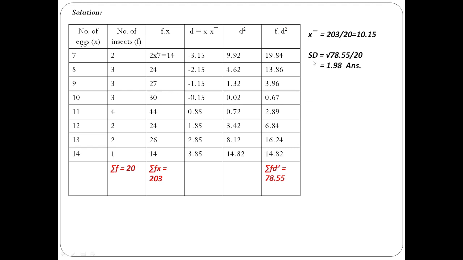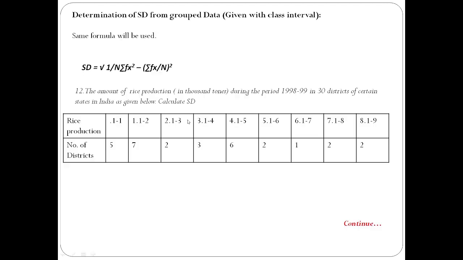So according to the formula, SD is equal to root over of summation of fD square by summation of f. So summation of fD square, the value is 78.55, that is divided by 20. So the value obtained is 1.98. So in this way the standard deviation is calculated from the grouped data.